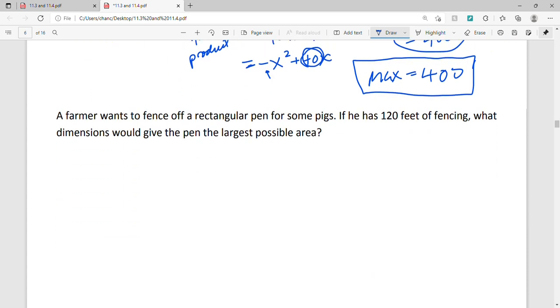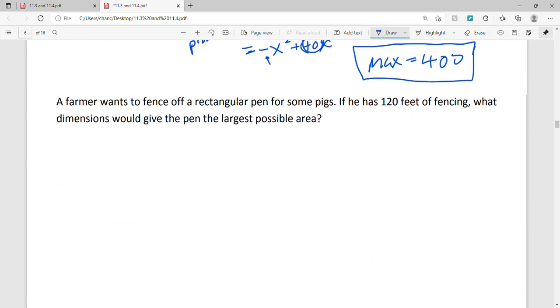A farmer wants to fence off a rectangular pen for some pigs. If he has 120 feet of fencing, what dimensions would give the pen the largest possible area? So we have a rectangular fence. We don't know what the length is. We'll call that x. We don't know what the width is. We'll call that y. But we do know that we have only 120 feet of fencing.